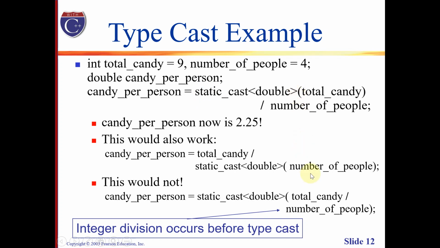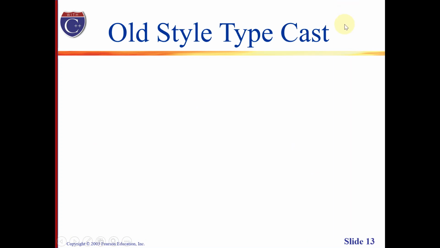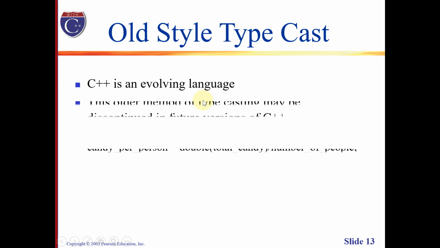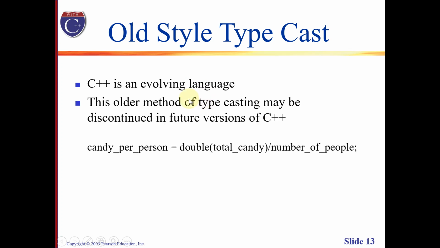Aside from this example, there's another way in C++ to do typecasting, which is the old style typecast. This is the older method of typecasting which may be discontinued in future versions of C++, although it would still work in most of the compilers that we have. Here's an example.